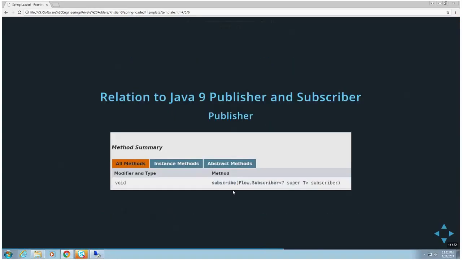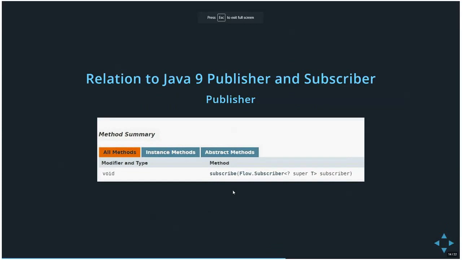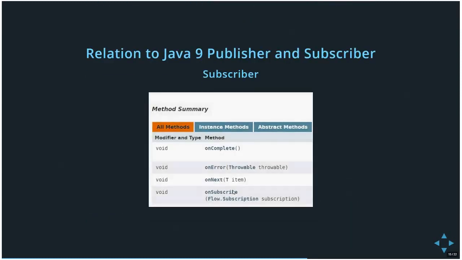So that's implemented all of that. So in relation, take a look at how Java 9 is implementing it. This is how Java 9 is exposing its interfaces. This is the interface for the publisher with just the subscribe method. This is the interface for the subscriber, offering onComplete, onError, onNext, and onSubscribe. We didn't bother with the onComplete and onError.